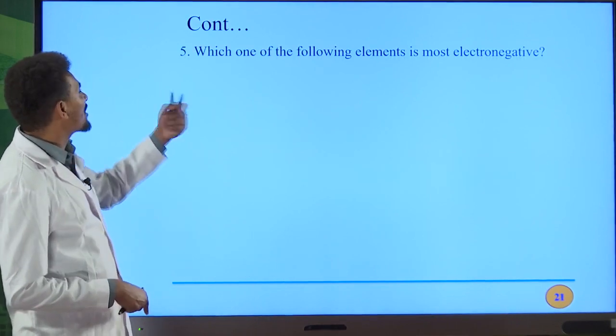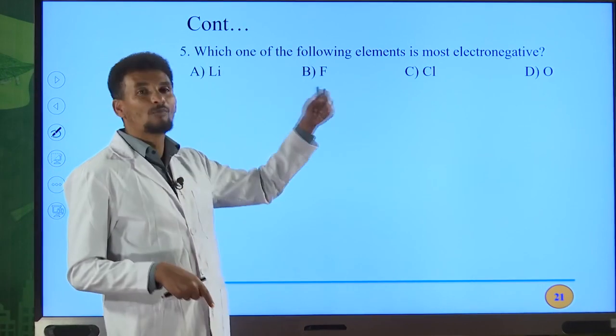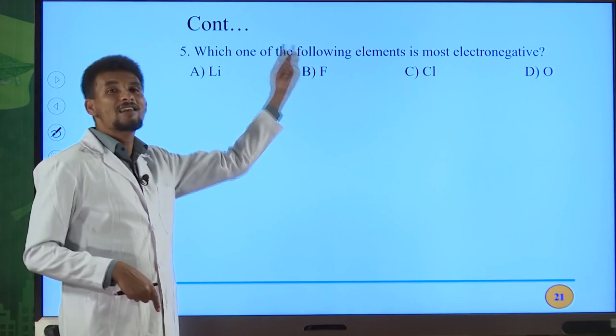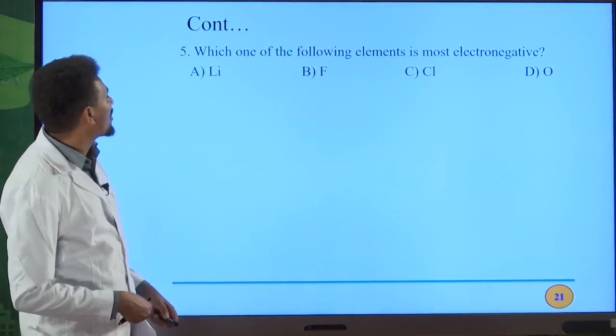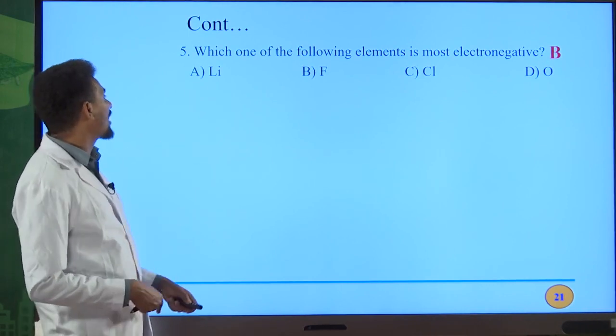Okay, another question, question number 5. Which one of the following elements is most electronegative? Fluorine is the most electronegative element. Okay, its electronegativity value is 4.0. So B is the correct answer.